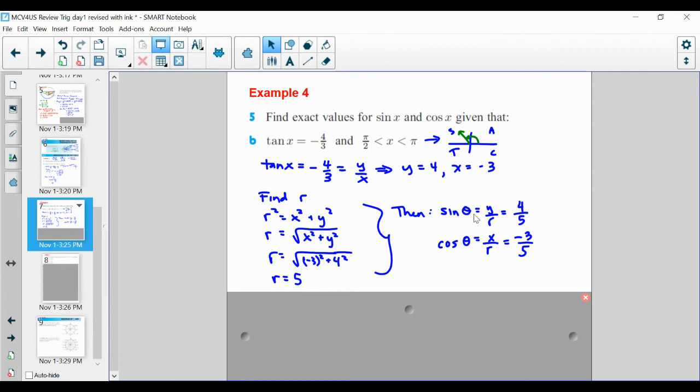Remember that sine theta can be expressed as y over r. So we just take our y value here and our r value here, 4 over 5, positive because it's in this quadrant 2. And cosine is x over r, so negative 3 over 5.